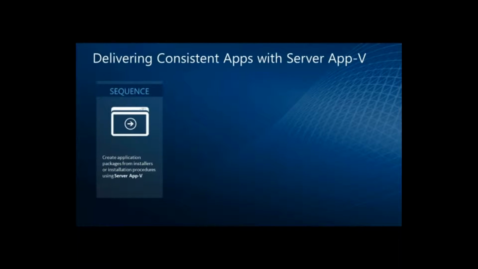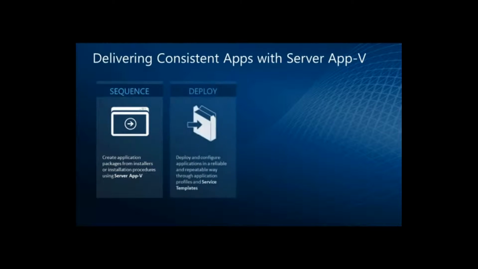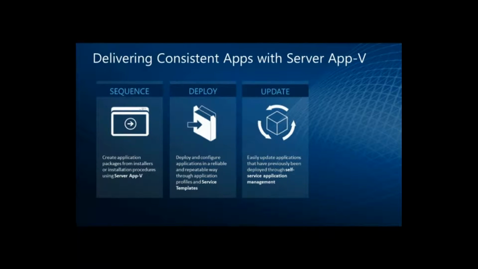So Server App-V has four sort of parts to it. The first is the sequencing, and this Server App-V literally is an install and capture mechanism. You start it, you do all the installation, you configure your application, and it will capture everything that you changed on the way through. Once that is captured, you can then move into deploy mode. It enables us to have that application as a template in our library, injected into service templates and deployed in the same way every time.